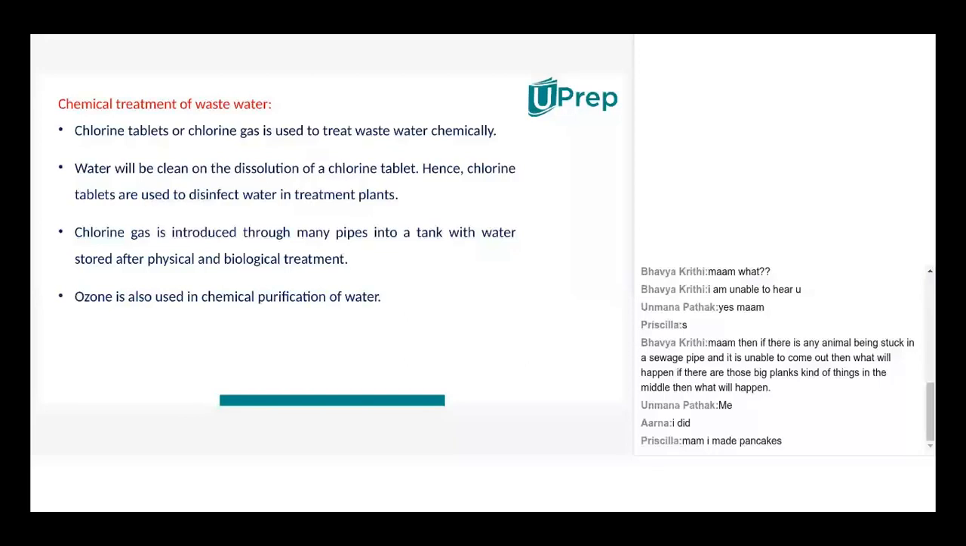Chemical treatment of wastewater. Chlorine tablets or chlorine gas is used to treat wastewater chemically. Water will be clean on the dissolution of a chlorine tablet. Hence, chlorine tablets are used to disinfect water in treatment plants. Chlorine gas introduced through many pipes into a tank with water stored after physical and biological treatment. Ozone is also used in chemical purification of water.